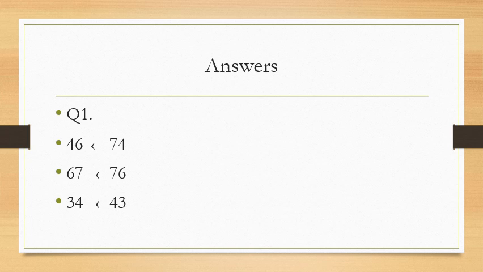Now children, next part. Here the numbers are 34 and 43. Children, here you will see that 43 is greater than 34. So children, now the open side of the sign will point towards the greater number, that is 43, and the closed side of the sign will point towards the smaller number, that is 34.